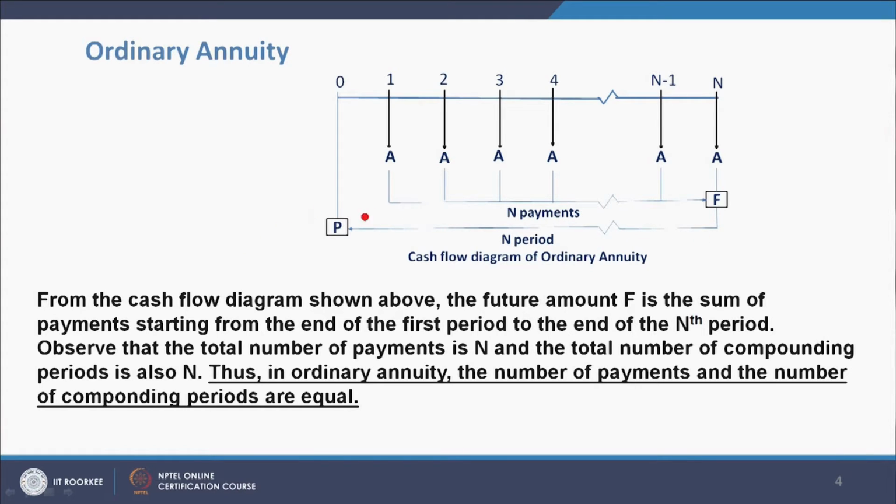From the cash flow diagram shown above, the future amount F is the sum of payments starting from the end of the first period to the end of the nth period. Observe that the total number of payments is n and the total number of compounding periods is also n. Thus, in an ordinary annuity, the number of payments and the number of compounding periods are equal. Now, let us take the annuity due.